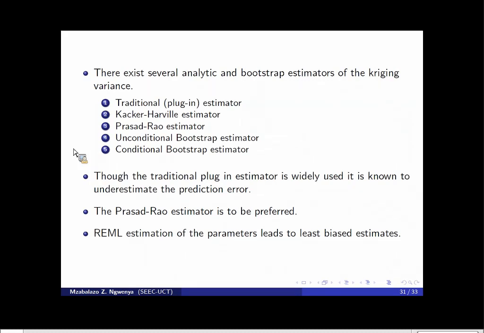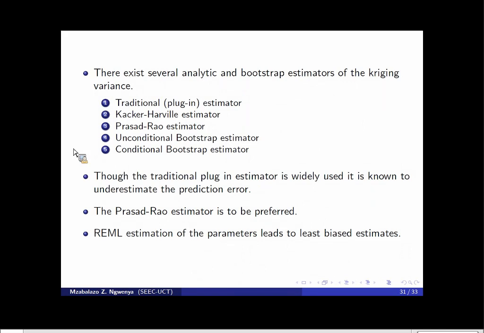Okay, this is the very last slide. So we know we can calculate the prediction error at each of the points. So how would you calculate this prediction error? This is a bit theoretical. I won't go into details, but I'll just tell you what the different estimators of our prediction error are. The prediction error at a particular point for kriging is called the kriging variance, and there exist numerous estimators of that kriging variance.